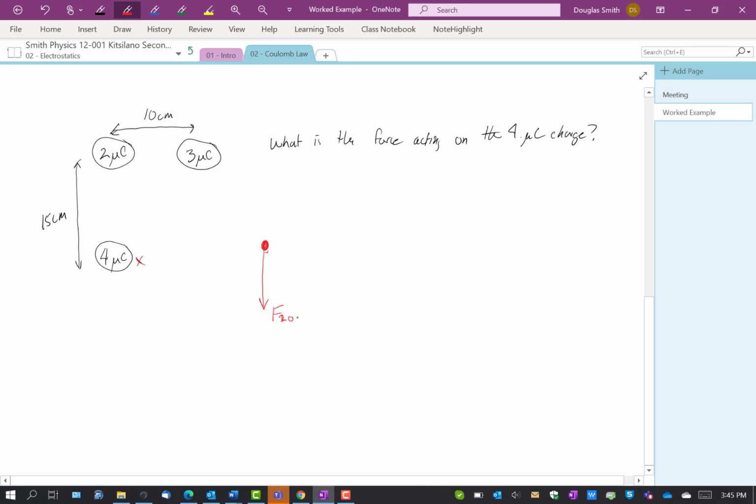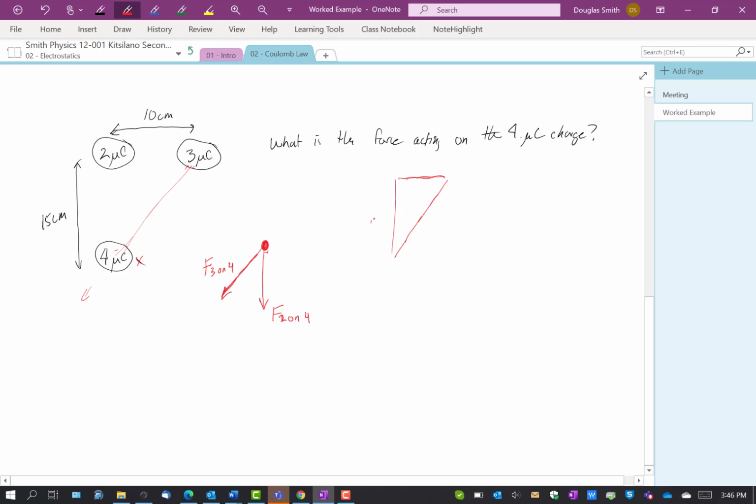2 on 4. And then there's also an interaction between these two charges, and this 3 microcoulomb charge is going to push the 4 in that direction. So there's going to be this force. This is F3 on 4, and we can actually work out that triangle to get that distance. We have to know the distance between these two charges. That's what we're looking for.